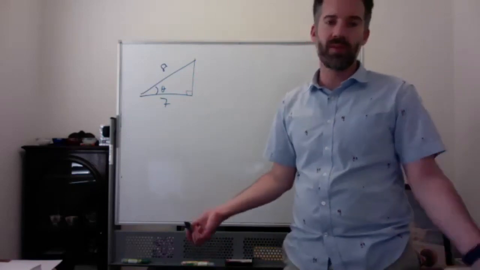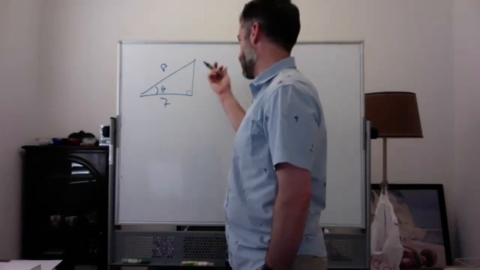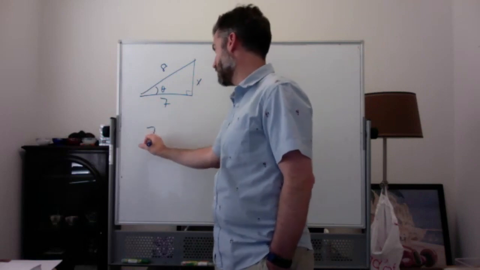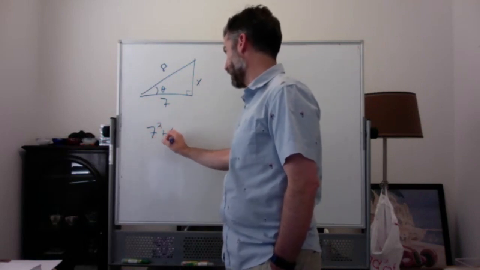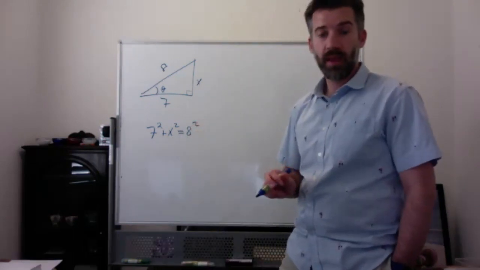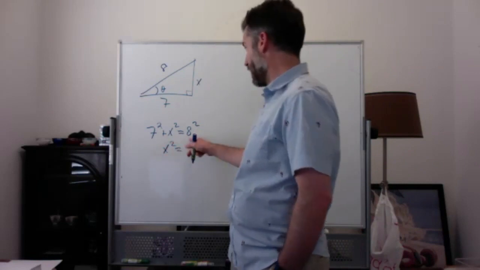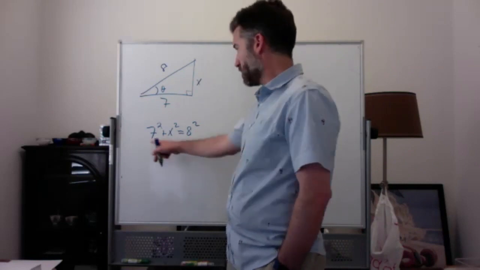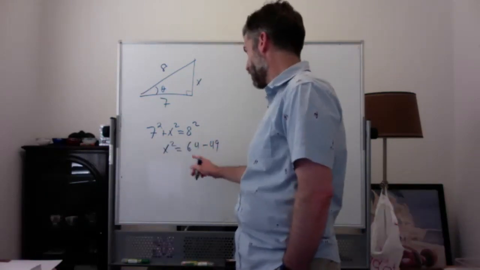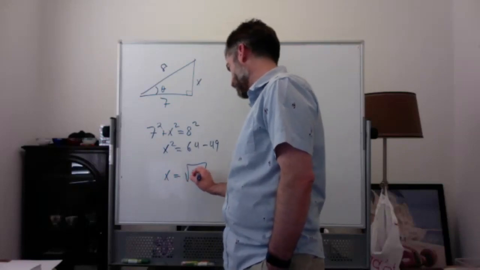But before we do that, we need to find the third side here. I'm going to call this side x. And I know that 7 squared plus x squared should equal 8 squared. Then I'm going to solve for x. So x squared equals 8 squared, which is 64, minus 7 squared, which is 49. 64 minus 49 is 15. So x is going to be the square root of 15.